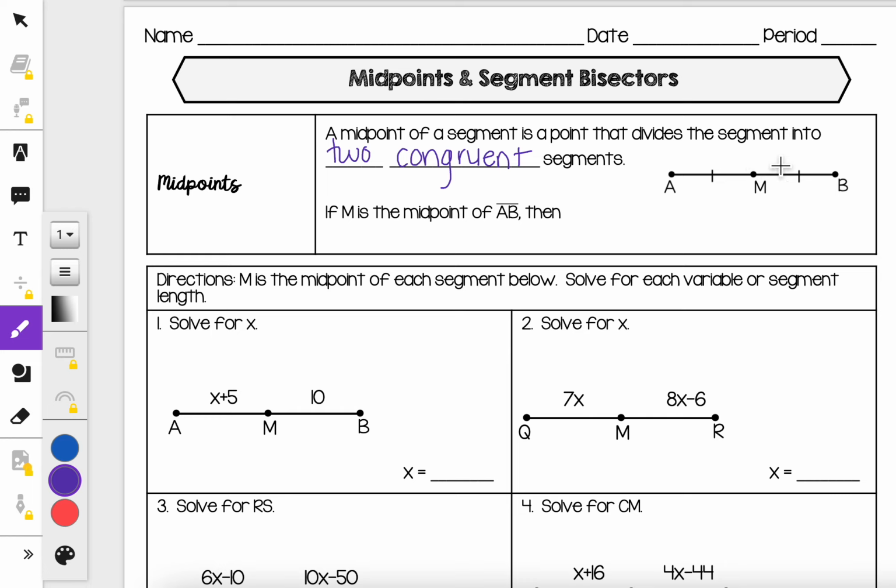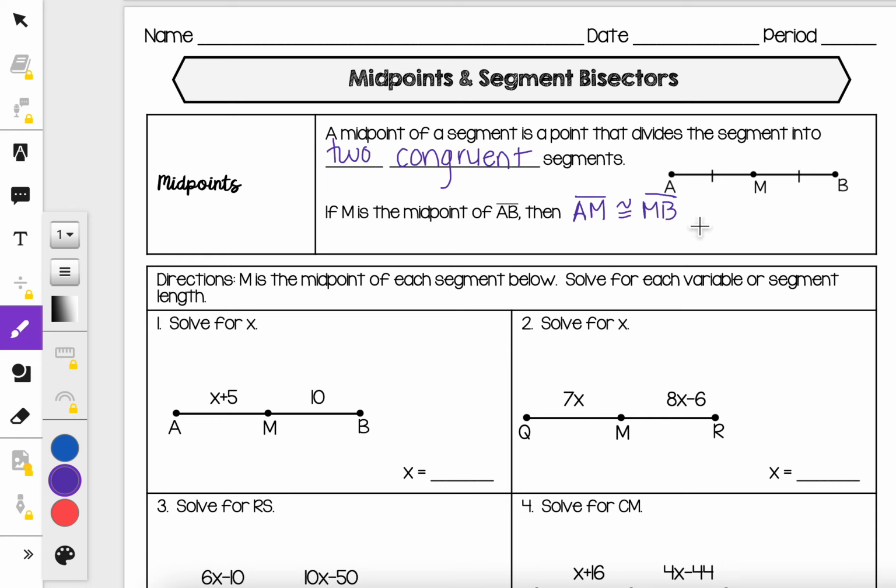So if we look at this segment over here, segment AB, if M is the midpoint of this segment, then we know that segment AM is going to be congruent to segment MB. And in our last video on the segment addition postulate and congruent segments, we learned if these two segments are congruent, then they have the same measure. So if AM is equal to 3, then MB would also be equal to 3.